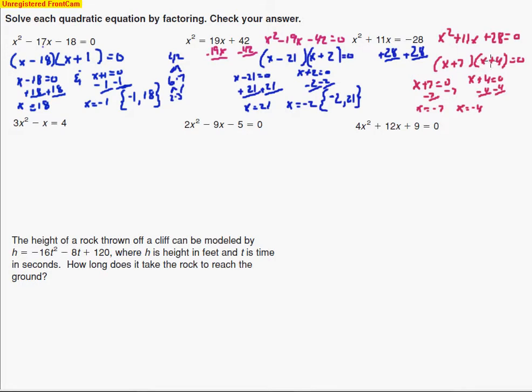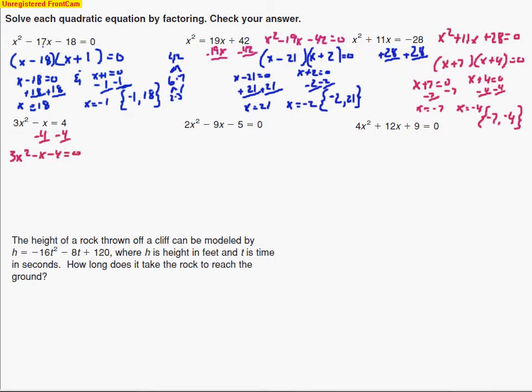Negative 4 plus 4 makes 0, so they both work. Negative 7 and negative 4 are the solutions. Well, over on this next one, again, you're just moving that 4 over to the other side. We got 3x squared minus x minus 4 equals 0.